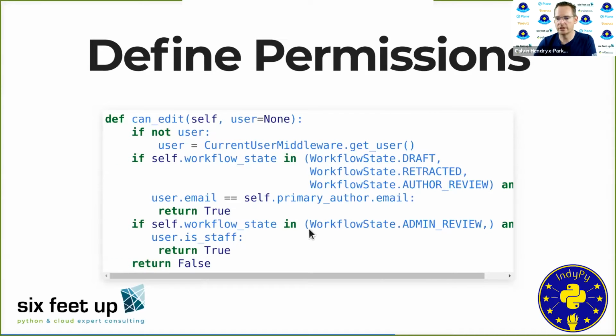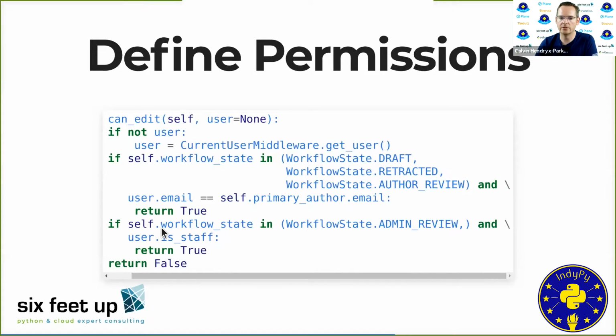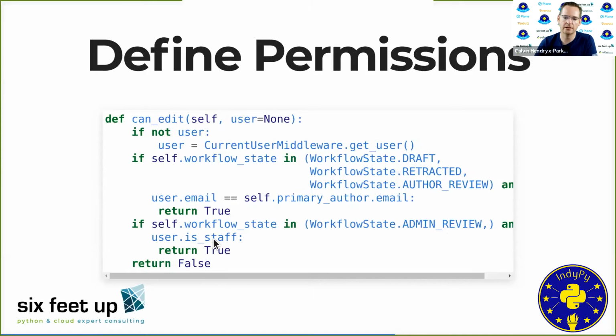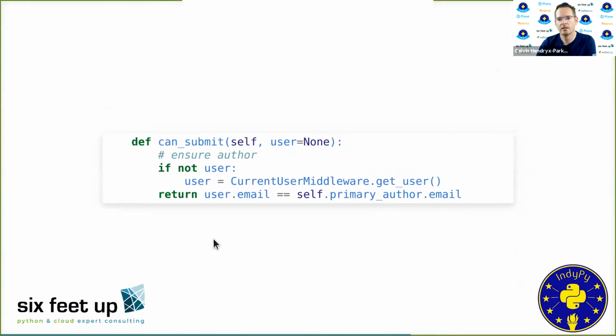If the workflow state, on the other hand, is in admin review and the user is staff, then you're allowed to edit. Otherwise, you don't get the edit functionality. So this is how that permission basically gets called, and then we can now determine whether the user can even see that transition available to them, as long as they're calling the API for Django FSM to grab that available set of transitions.